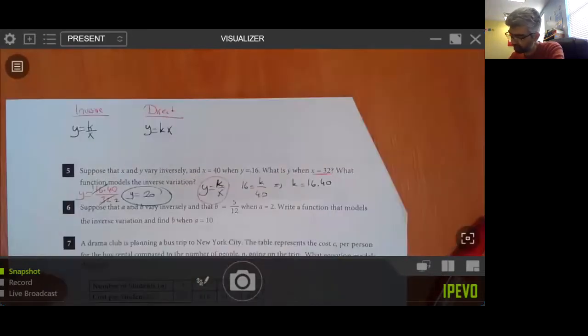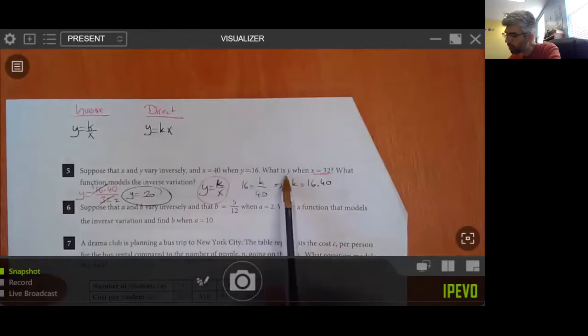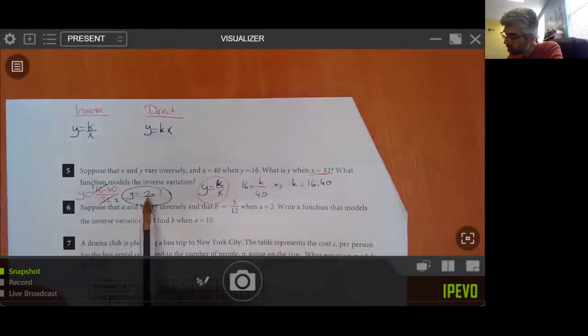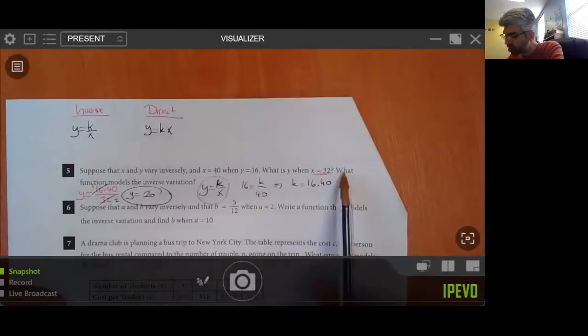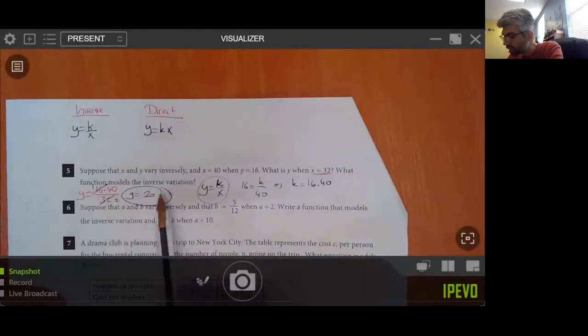This is the answer. What function models the inverse variation? What is y? Oh, okay. So what is y when x is 32? It's the y is 20. And there is a second question. What function models the inverse variation?